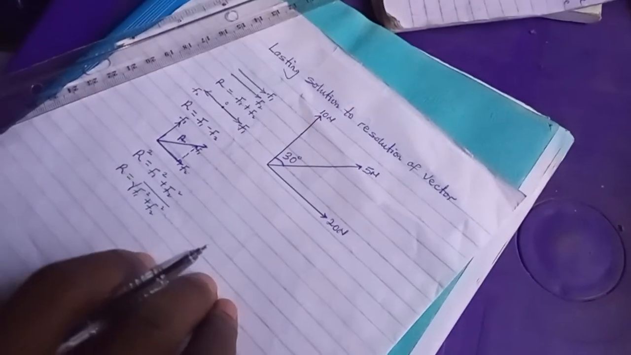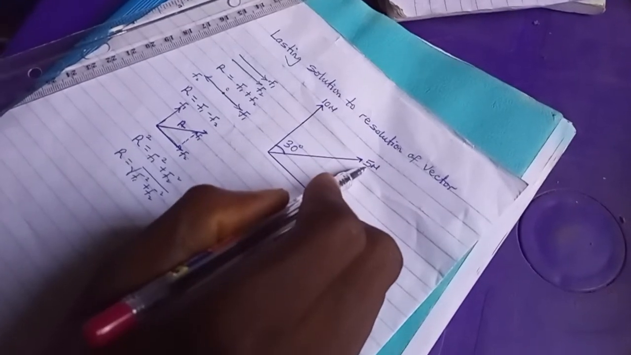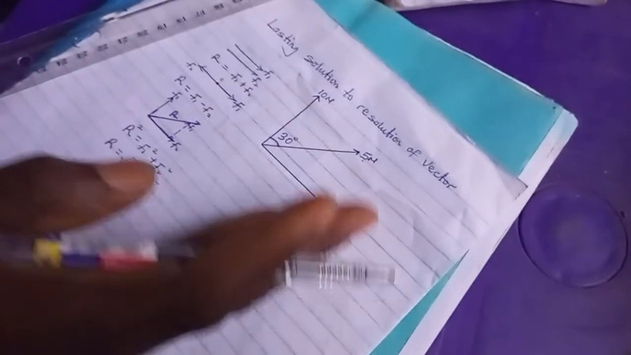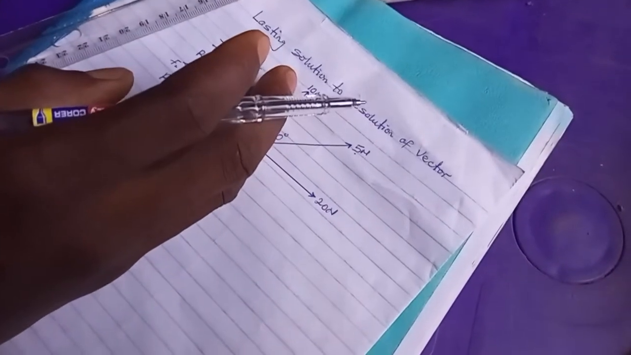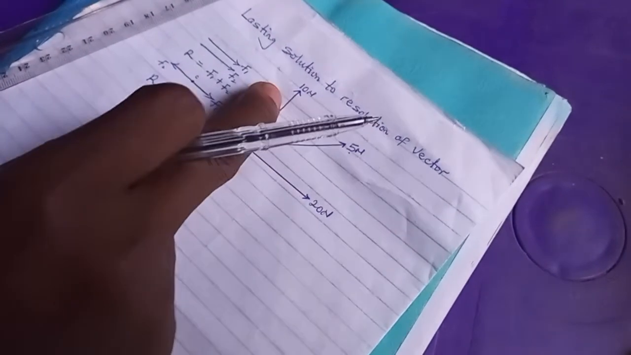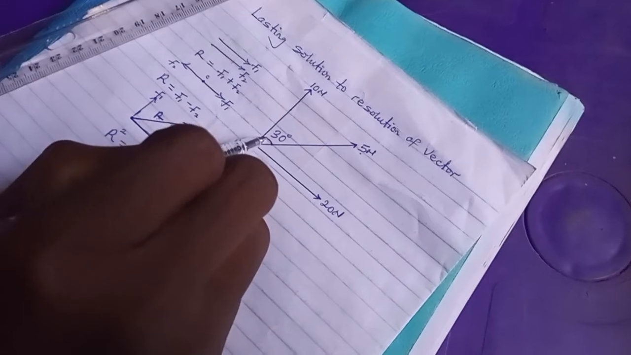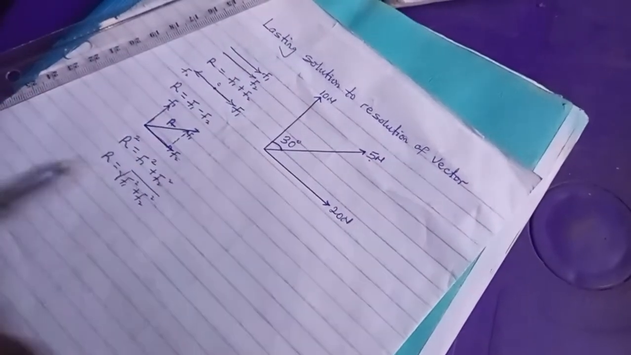How are we going to do that? The first step is to resolve this 5 Newton force to both horizontal and vertical. We resolve to both horizontal and the vertical. Now we are having the angle to the vertical. Listen very well.